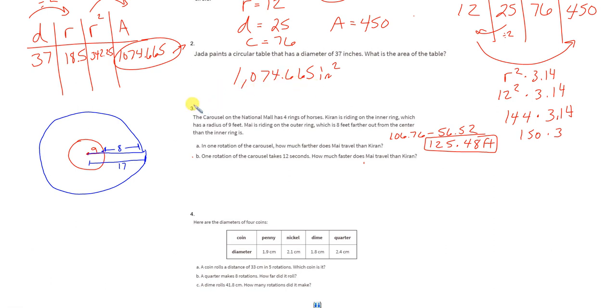Hey guys, jumping into number 3 here. It's a long one, so I already drew a picture to help see it. We're looking at this carousel. I've got Kieran's carousel track in red, and I've got May's in blue.